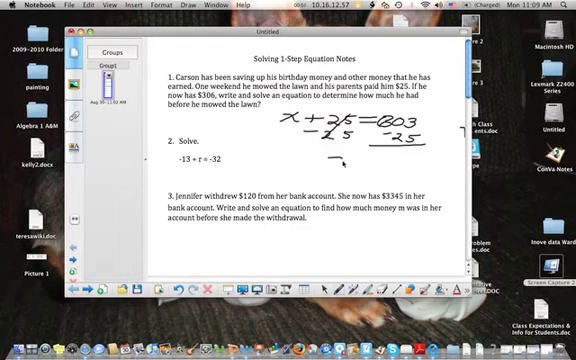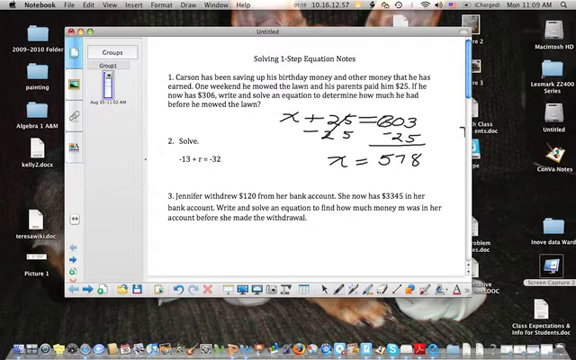Those cancel, of course, and I get X equals. So if I do the math real quick on there, 603 minus $25 would give us $578. So that tells us that he started out with $578. Let me double check my math, make sure I did that right.